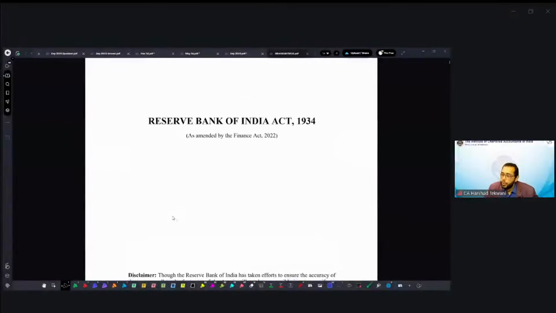So we now need to go to the RBI Act, the Reserve Bank of India Act, 1934, to understand what an NBFC is. From there, we will get our understanding of the NBFC.